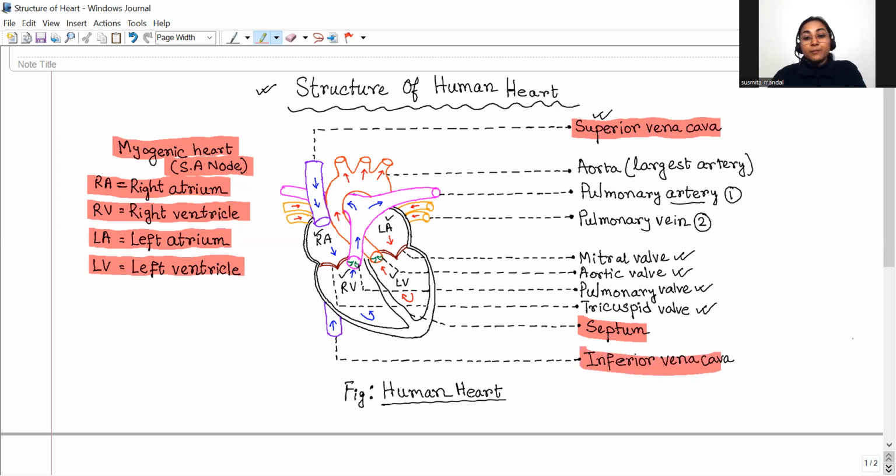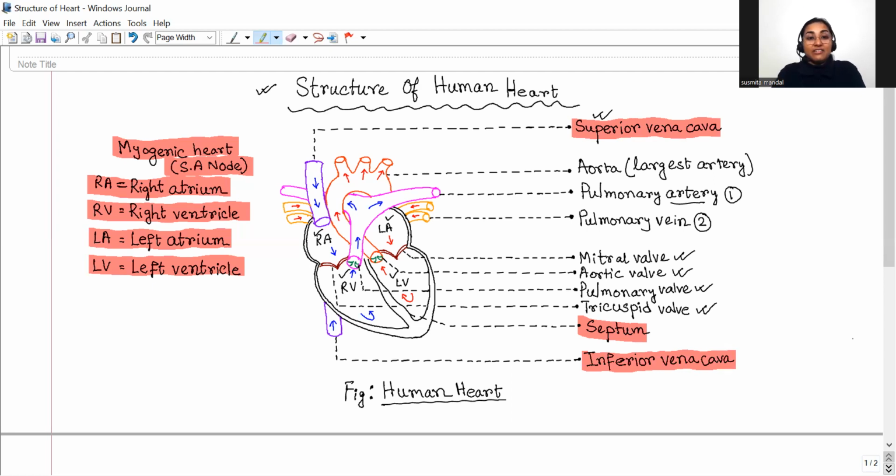Inferior vena cava. Inferior vena cava carries deoxygenated blood, means the carbon dioxide rich blood from the lower body parts, that means from the leg, from the pelvic region. And this inferior vena cava collects this carbon dioxide rich blood and brings it to the right atrium. So this is the superior vena cava and inferior vena cava.